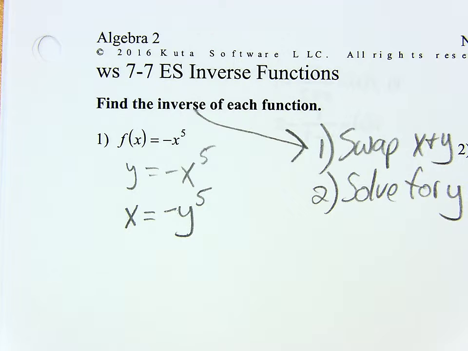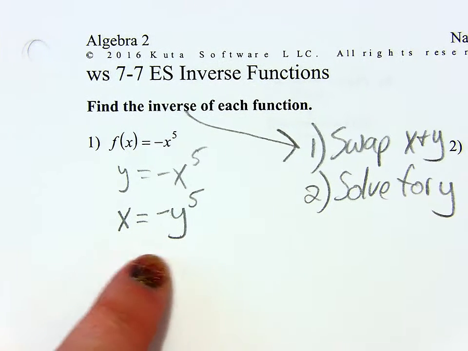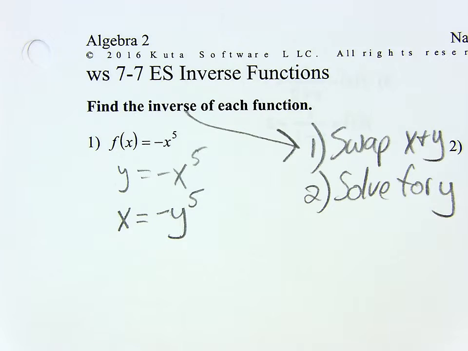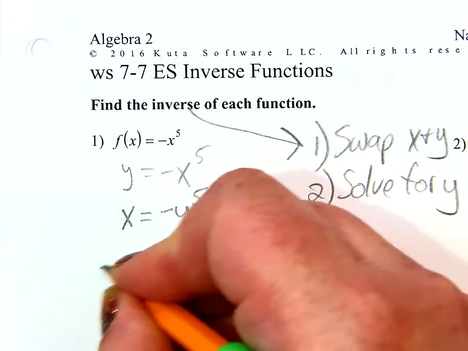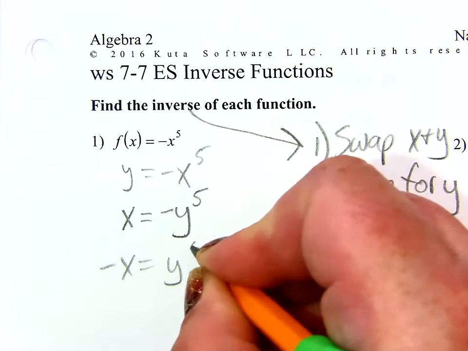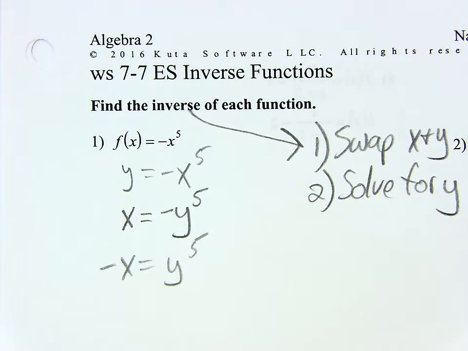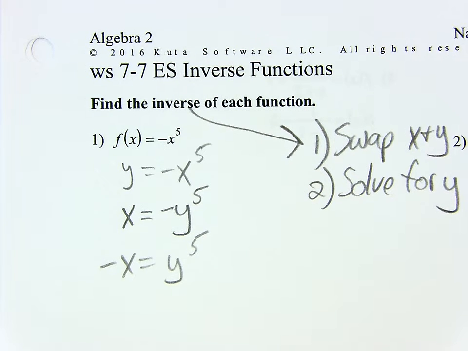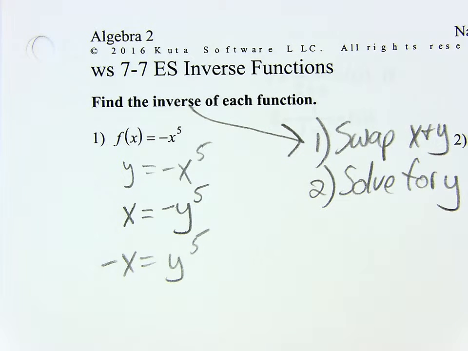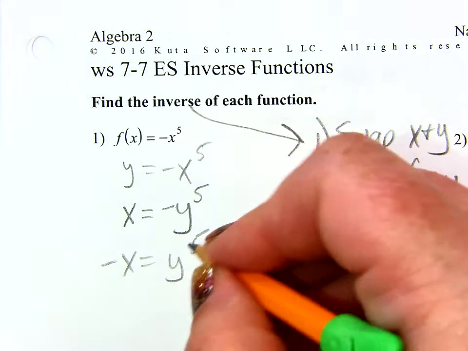So if I want to get y by itself, what would you do first? Yes, I would divide both sides by negative 1, and get negative x equals y to the fifth. And now, if I want to get y by itself, how do I undo that? 1/5. Yes, I could raise both sides to the 1/5 power.